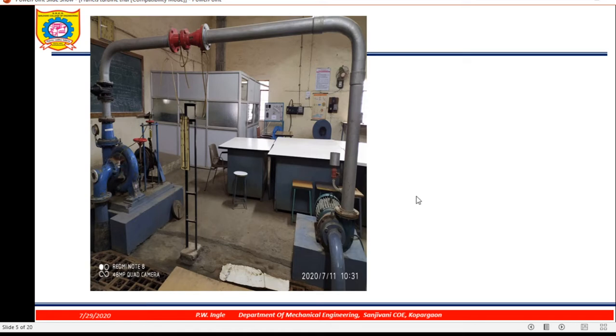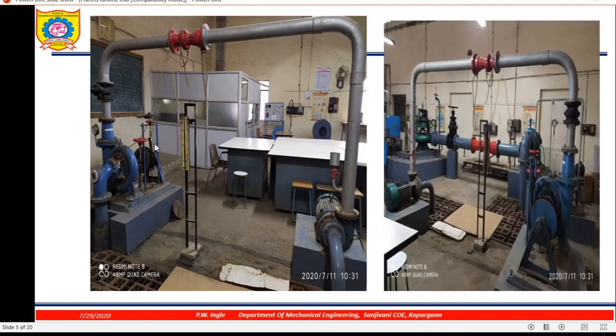And why do we want to calculate H? Because we want to calculate rho g Q H, that is input power, water power. Q you can calculate by taking reference of this venturimeter, and H you can calculate by taking reference of the pressure gauge reading and this manometer reading. Then to calculate shaft power we again use the rope brake dynamometer, that is the reading of weight and spring balance.